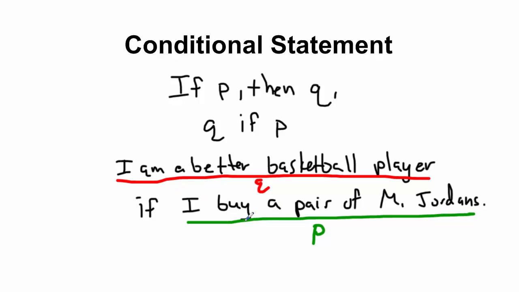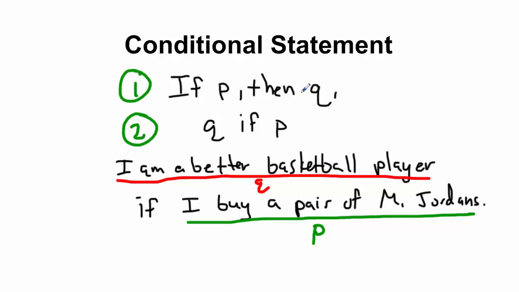So you can see that in this case the order is different, but I can still rewrite it as an if-then statement, because I can see the hypothesis comes after the word if, so that doesn't change. If I buy a pair of Michael Jordans, then I will be a better basketball player. So you might have two different formats. This is the first one, here's your second one.